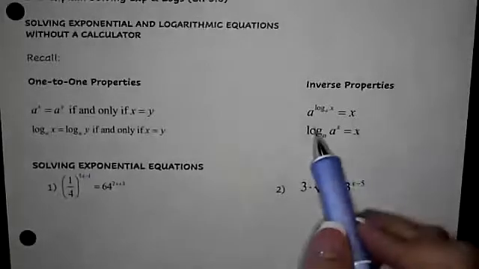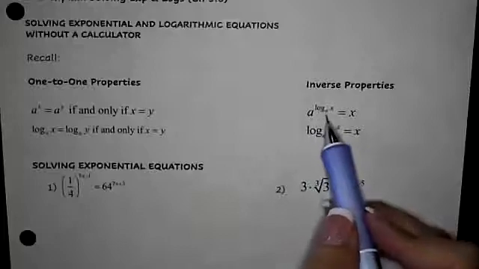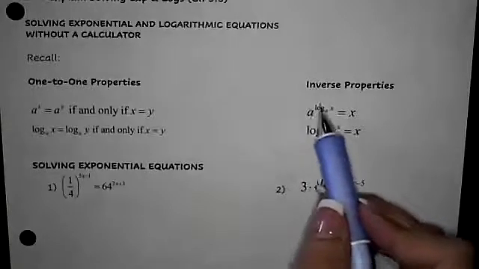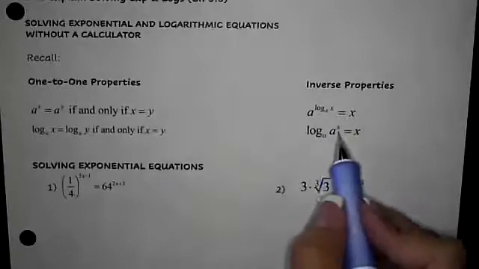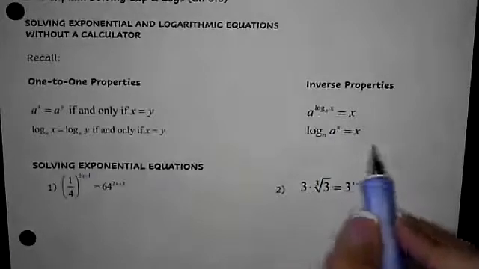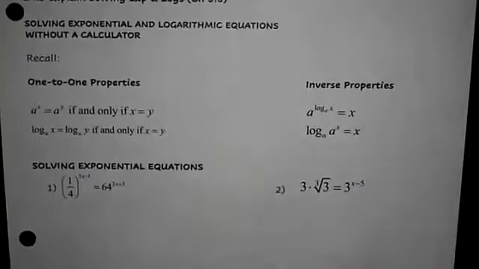And we talked about the inverse properties. If a to the log base a of x, then the a and log base a cancel and it frees that x by itself. And log base a of a to the x again cancels and just leaves that x. So we'll use that quite a bit to solve as well. So now we're going to talk about solving these things. And we're going to do it with and without a calculator. We'll start without a calculator.